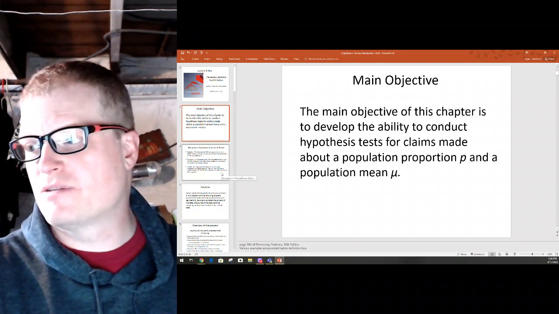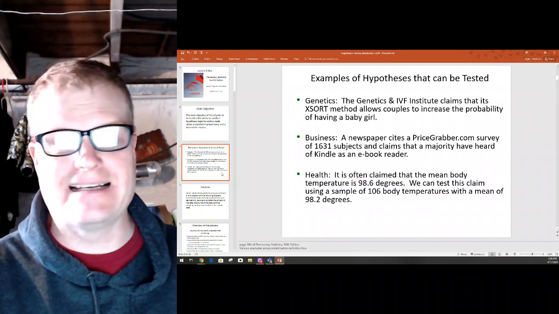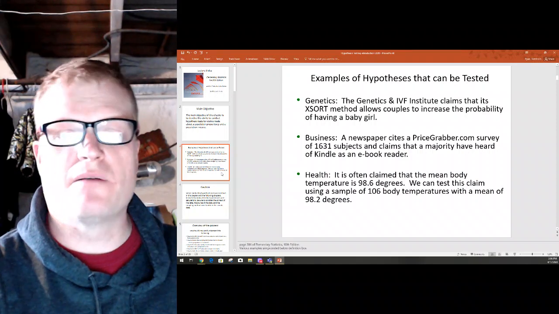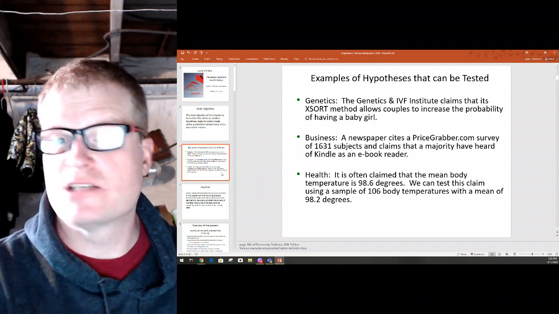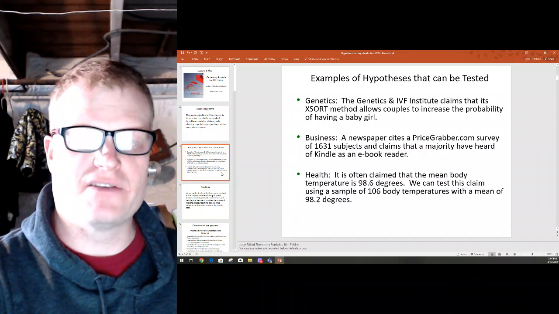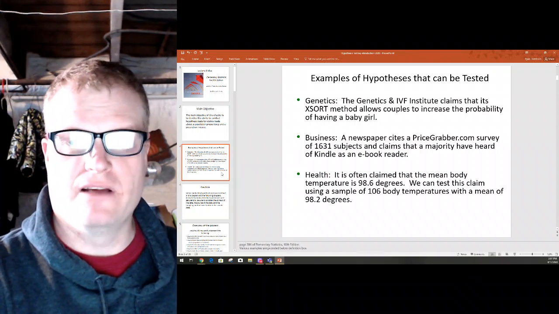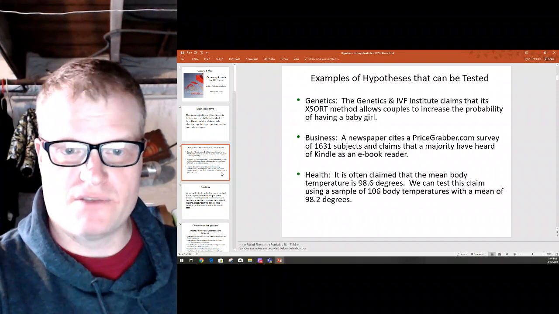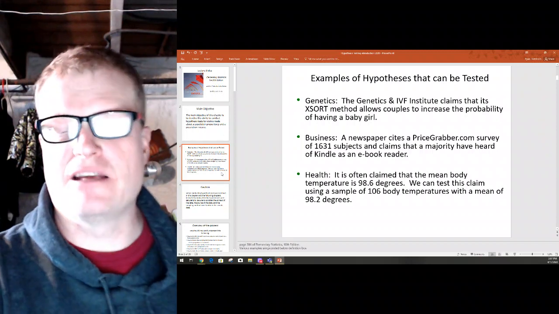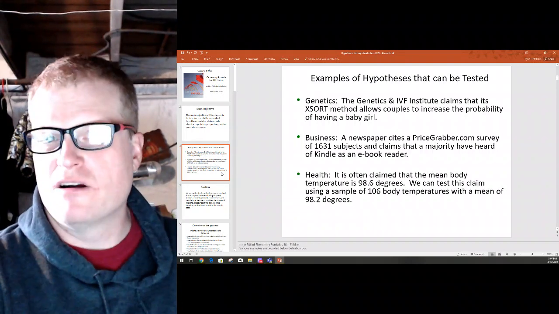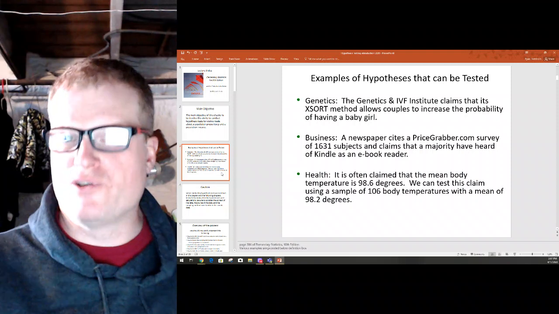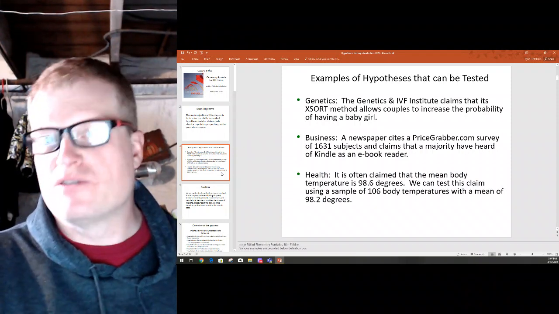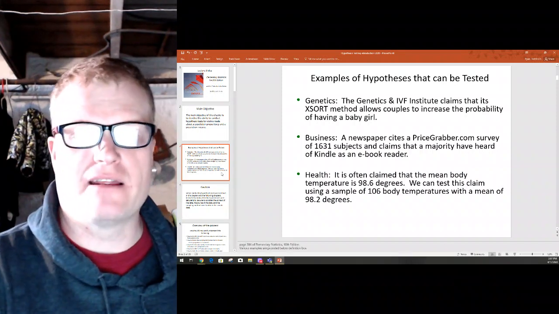Some examples of things that you can use for a hypothesis test: you can claim that the XSORT method allows couples to increase the probability of having a baby girl. We'll actually explore this as an example of a hypothesis test. In business, a pricegrabber.com survey of some subjects claims that a majority have heard of Kindle as an ebook reader. Part of what we're going to learn is how to codify what a majority is, and that's that the probability is greater than 50%. So when you see a majority, you want to be able to understand what that means.